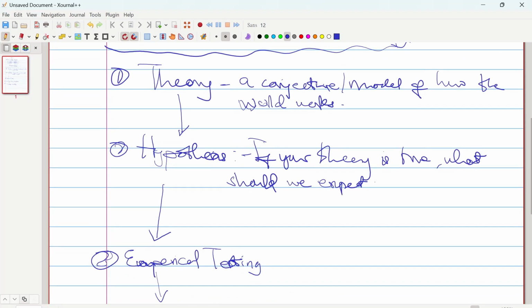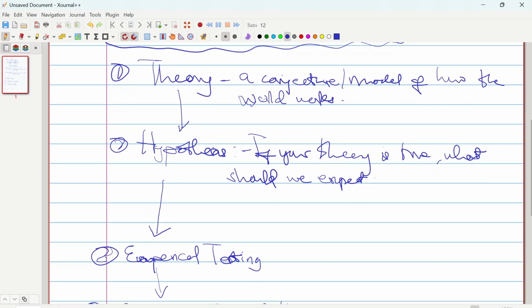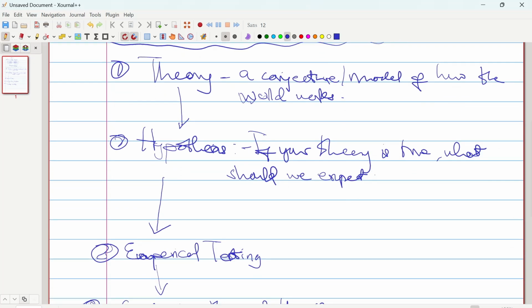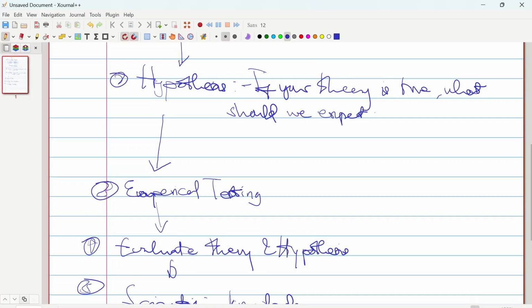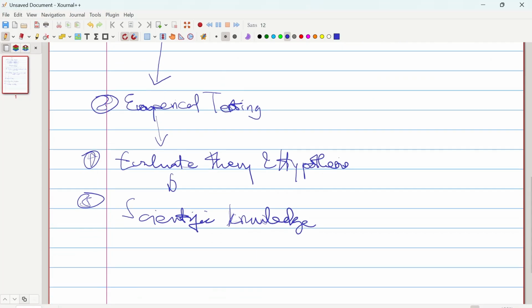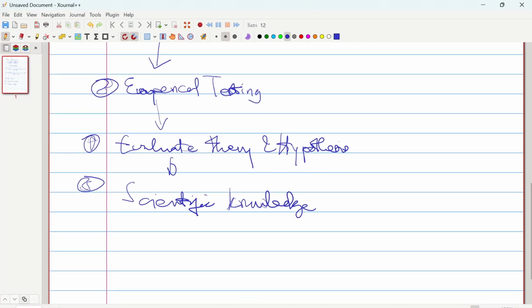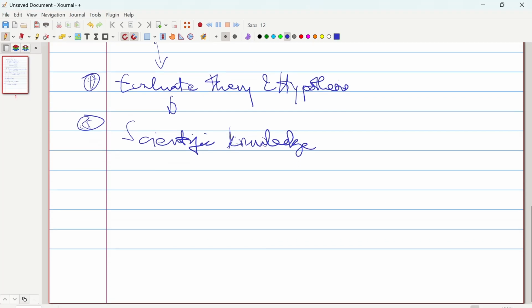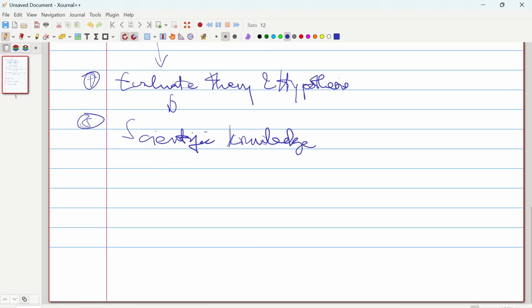So we started from having some theory that explains how the world works into formulating hypotheses, some statement that we can actually test to be true or false depending on how the world works in our theory. Then we test our theory. Then we compare the results against our hypothesis to be sure whether we actually have support for our theory, and then we have some scientific knowledge.